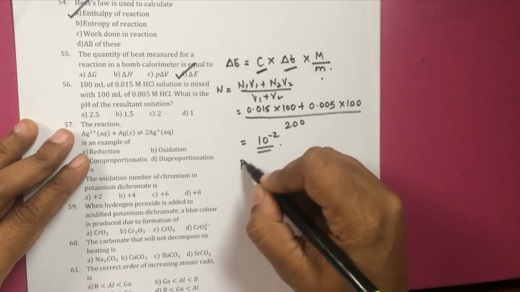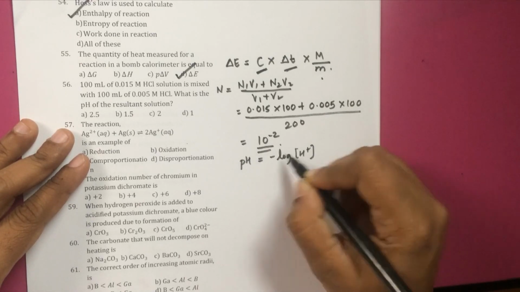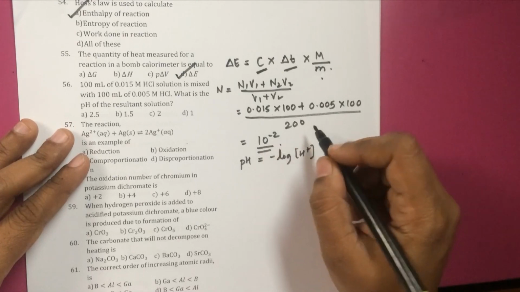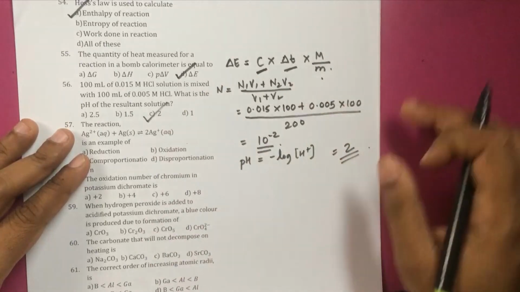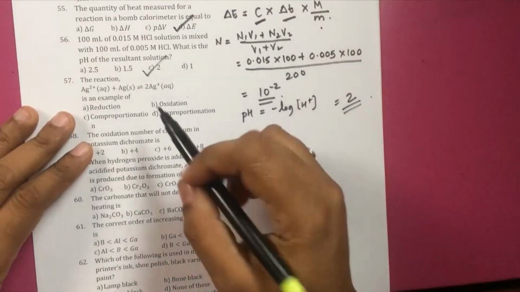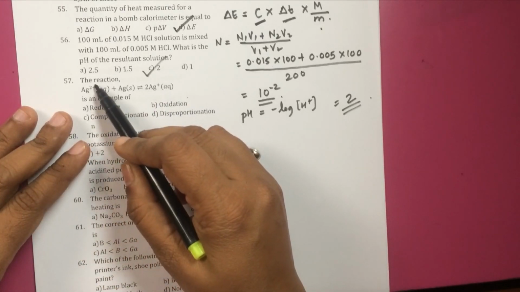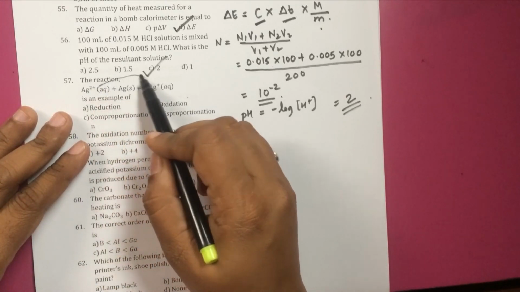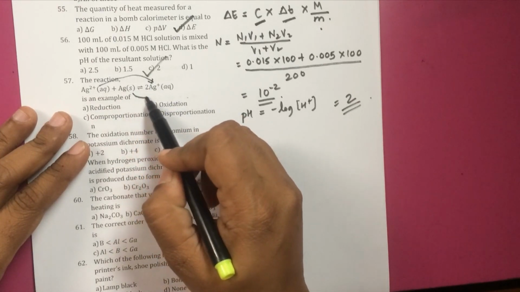Now if we calculate, pH equals minus log to the base 10 of the H plus ion. The pH of 10 raised to minus 2 comes out to be 2. So option C. Question number 57. The reaction Ag2 plus plus Ag giving twice of Ag plus. In this case, for Ag2 plus the oxidation state has decreased, while with respect to Ag it has increased.